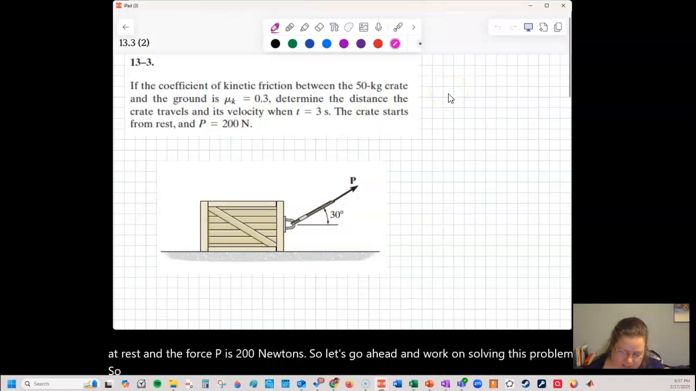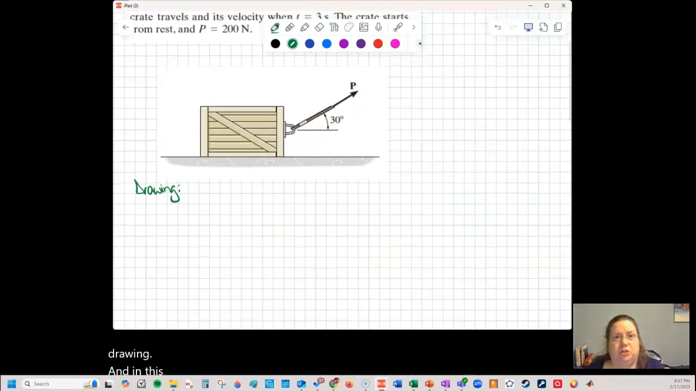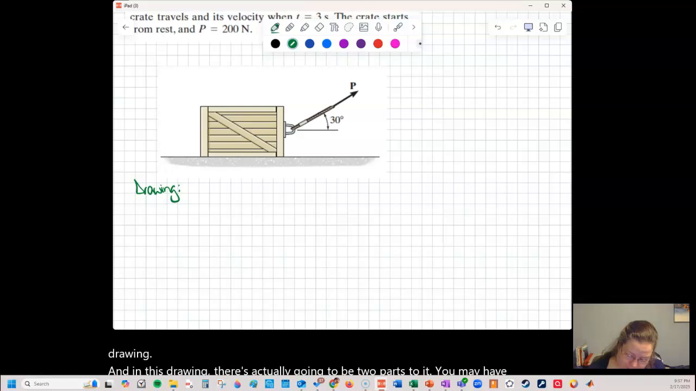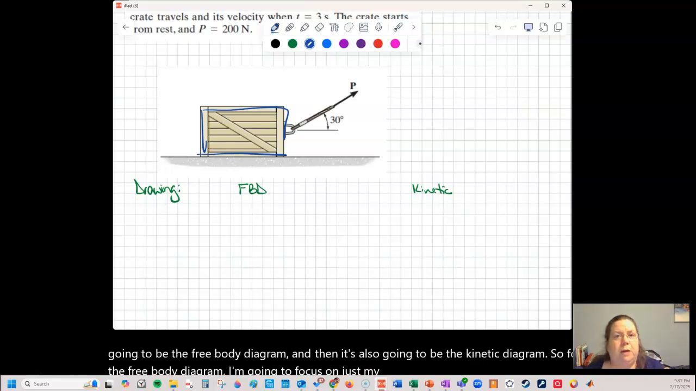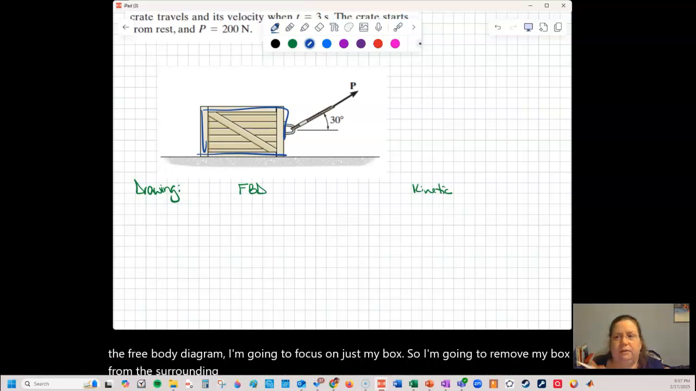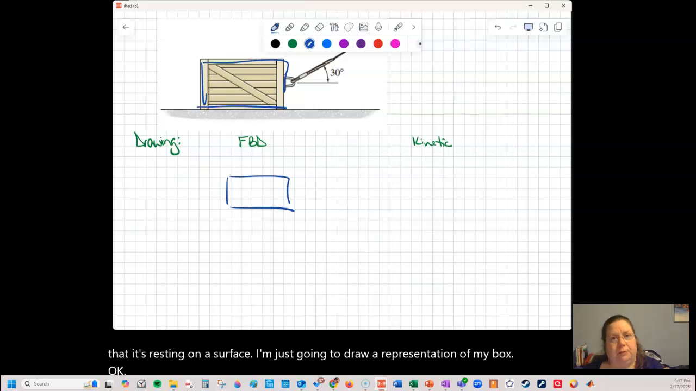So first things first, the first step in the problem solving process is we're going to create our drawing. And in this drawing, there's actually going to be two parts to it. You may have guessed it's going to be the free body diagram, and then it's also going to be the kinetic diagram. So for the free body diagram, I'm going to focus on just my box. So I'm going to remove my box from the surrounding environment. I don't care that there's a rope attached to it. I don't care that it's resting on a surface. I'm just going to draw a representation of my box. Okay, so that's separating the box from its surrounding environment and drawing a picture of it.